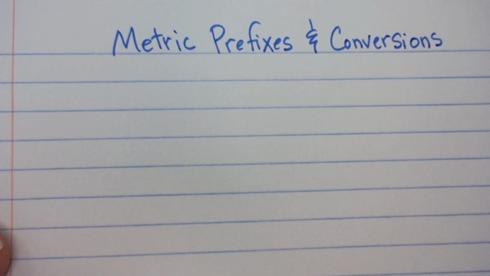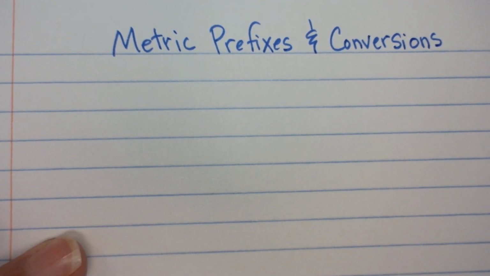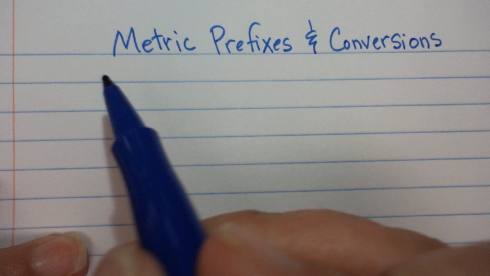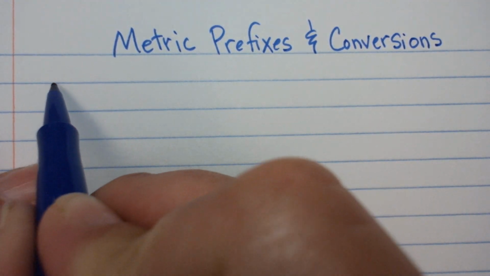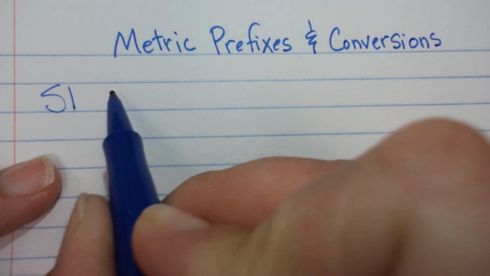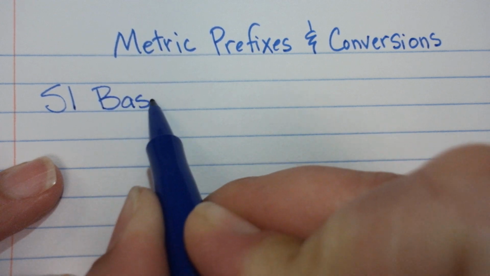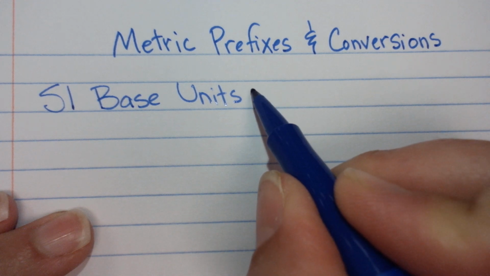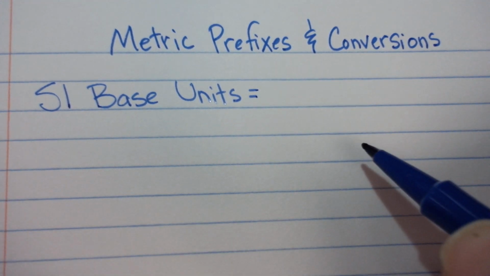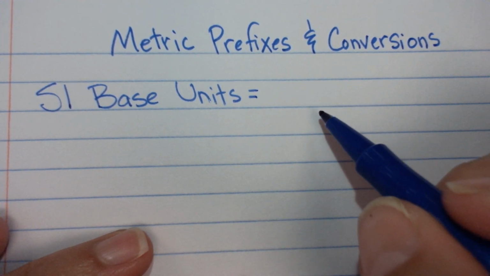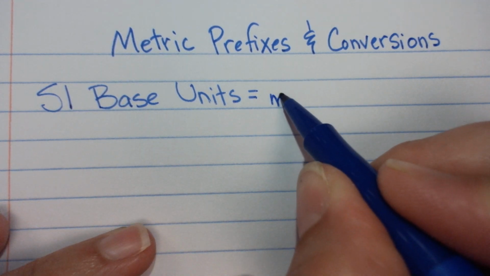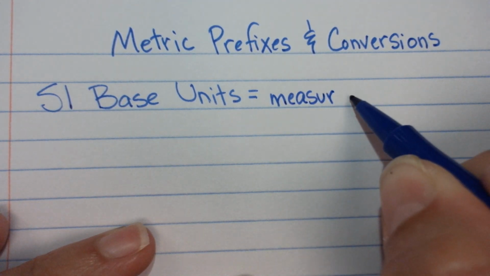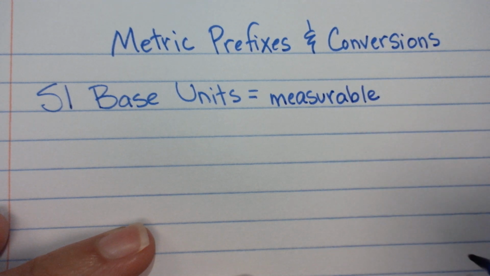Alright, so you guys said that you remember doing metric prefixes in the SI system before, but let's put some labels on words that we need to know. So we have SI base units. SI base units are measurable just with instruments that we have. We don't have to do any math to get them.